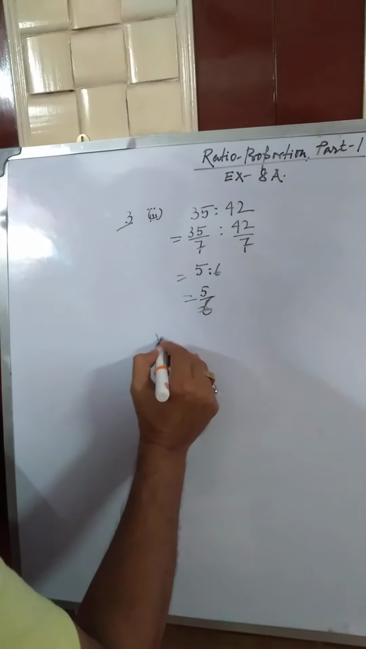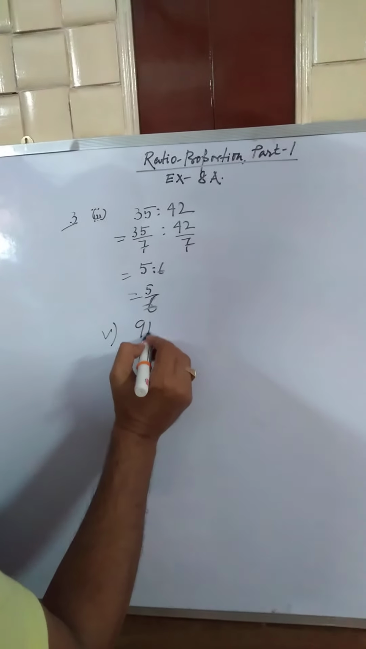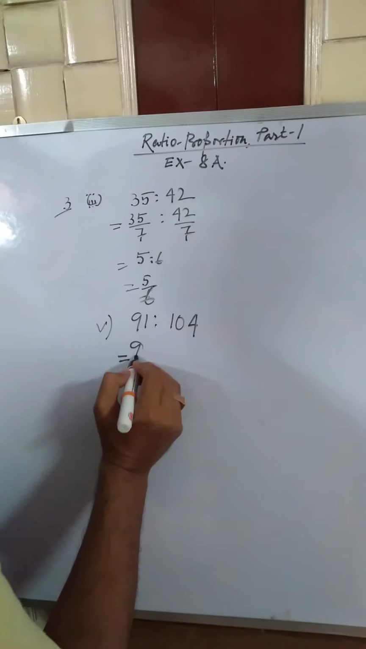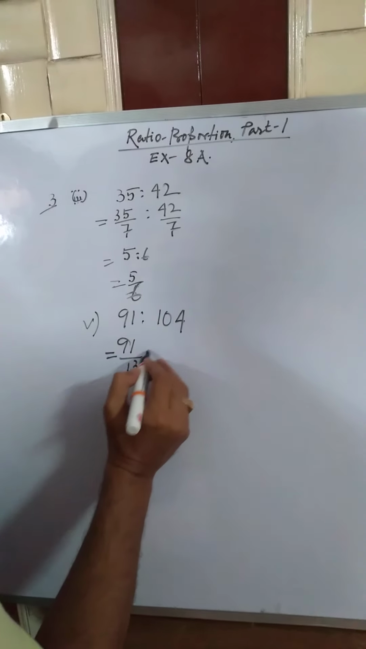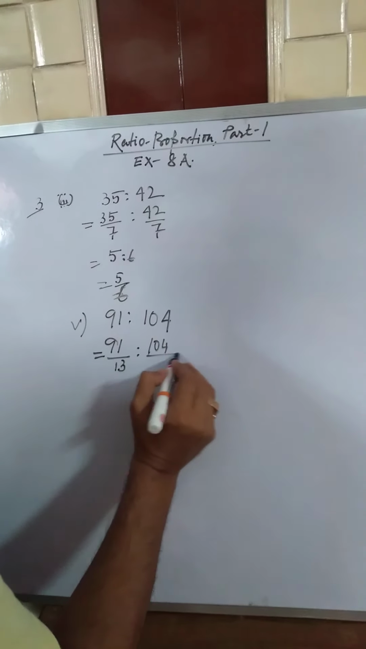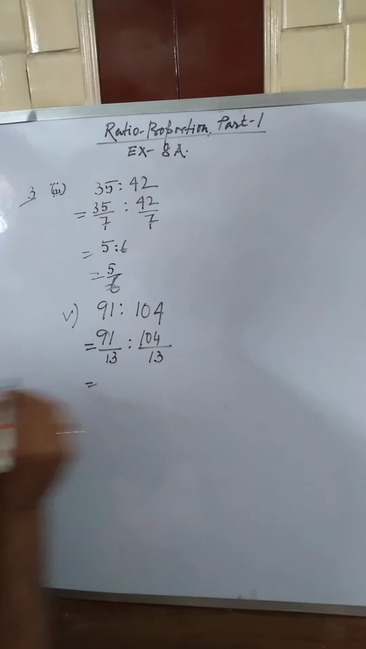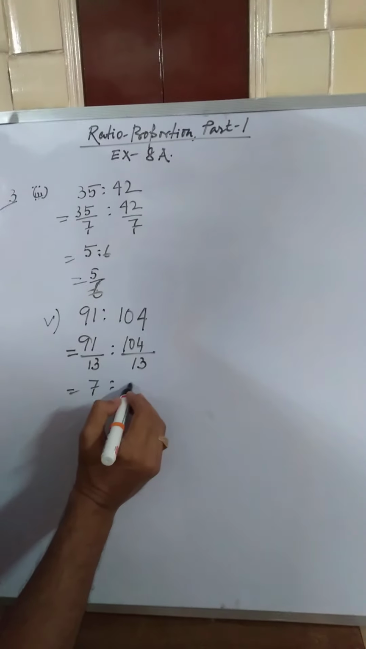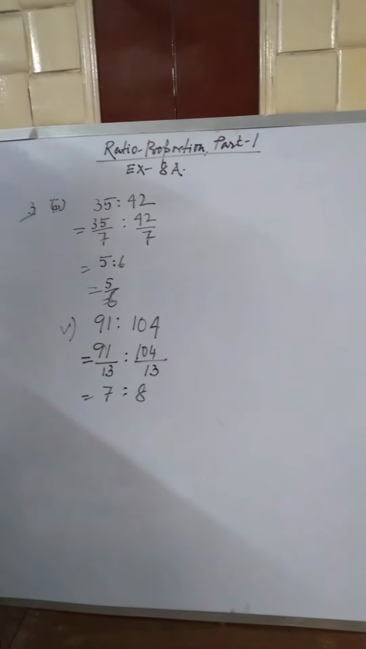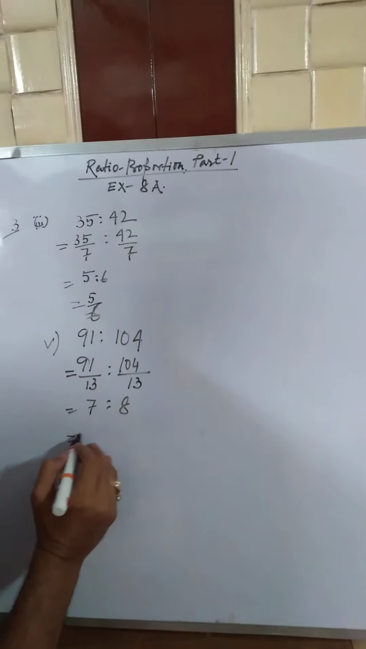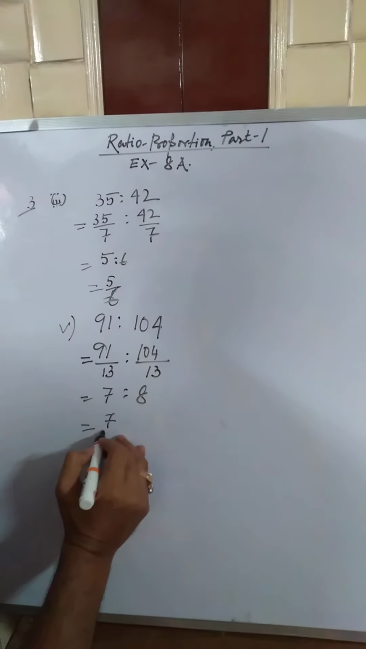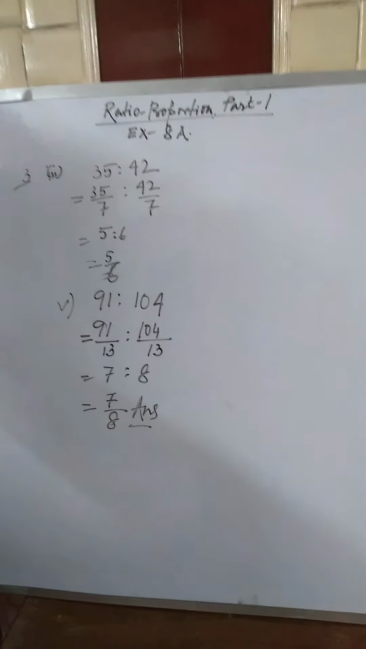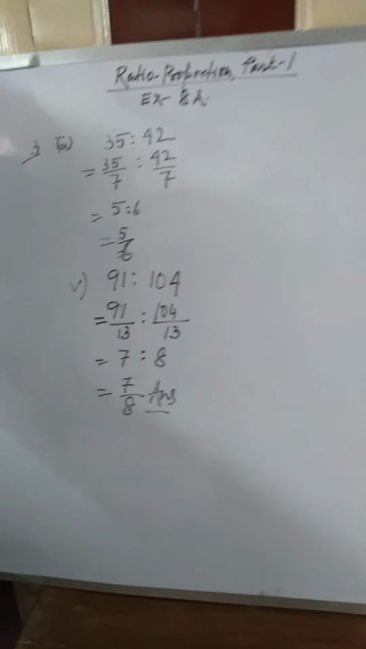Okay. Now say question number 5. It is given 91 is to 104. So 91 is divisible by 13, and 104 is also divisible by 13. So that is 7 and 8. Okay. So 91 is to 104, the simplest form is 7 is to 8. In the fraction form, you may write it as 7 by 8. They asked that you have to write it in the fraction form.